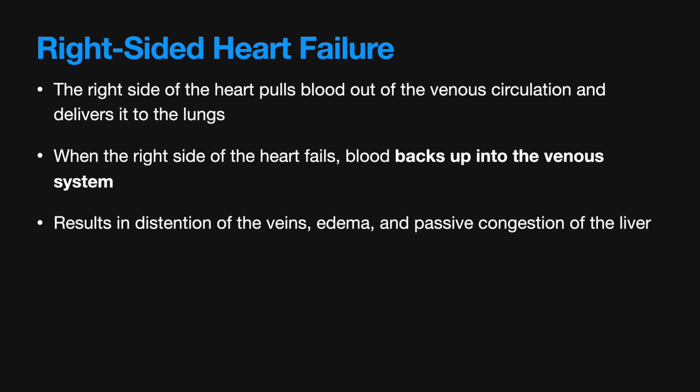The right side of the heart pulls blood out of venous circulation and delivers it to the lungs. Therefore, when the right side of the heart fails, blood backs up into the body's venous system. This results in things like distension of veins, edema, and passive congestion of the liver.